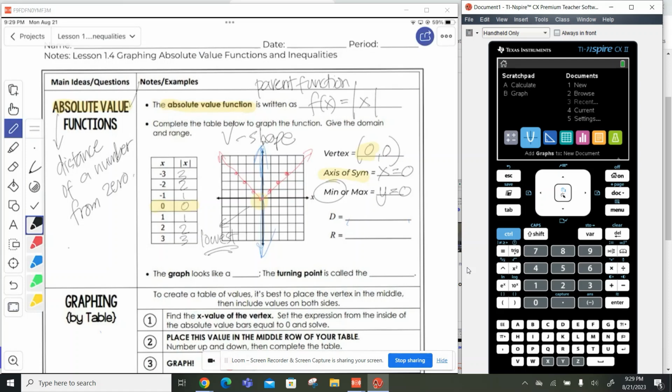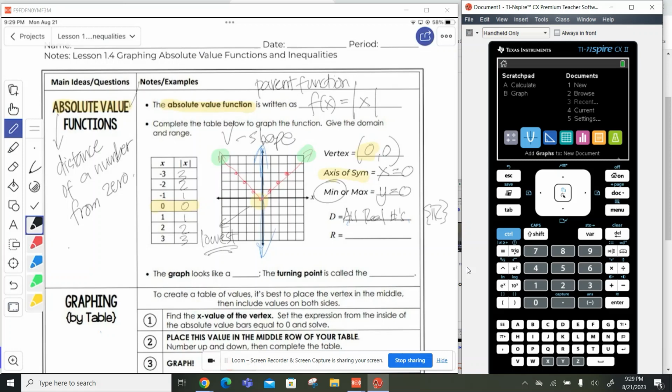Now, domain and range. Let's start with the domain. Since there are arrows at each end, that tells us the graph is not going to stop. It's going to keep going and going. That means our domain, or the x values, are all real numbers. Remember that symbol for all real numbers. You can use the symbol or just write the words all real numbers.